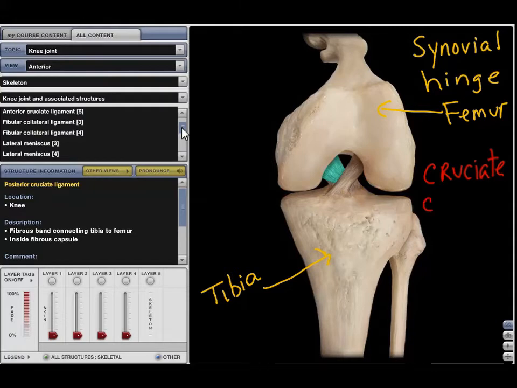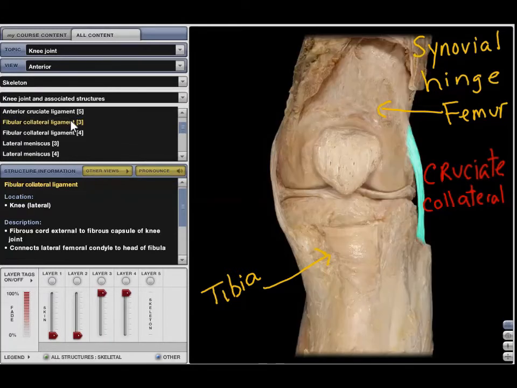There are also collateral ligaments on either side of the joint. So first we have the fibular collateral ligament that's here highlighted in blue. This runs from the fibula to the femur on the lateral side of the leg, and it prevents hyperadduction at the knee. So it prevents excessive movement in this direction.